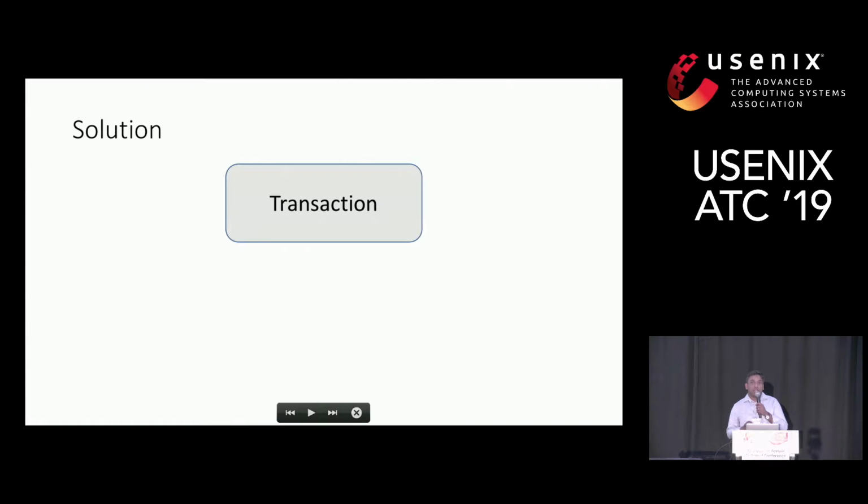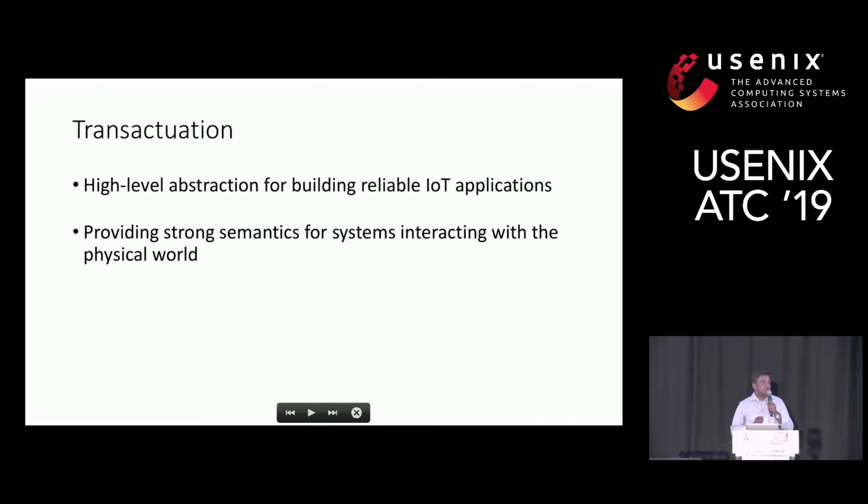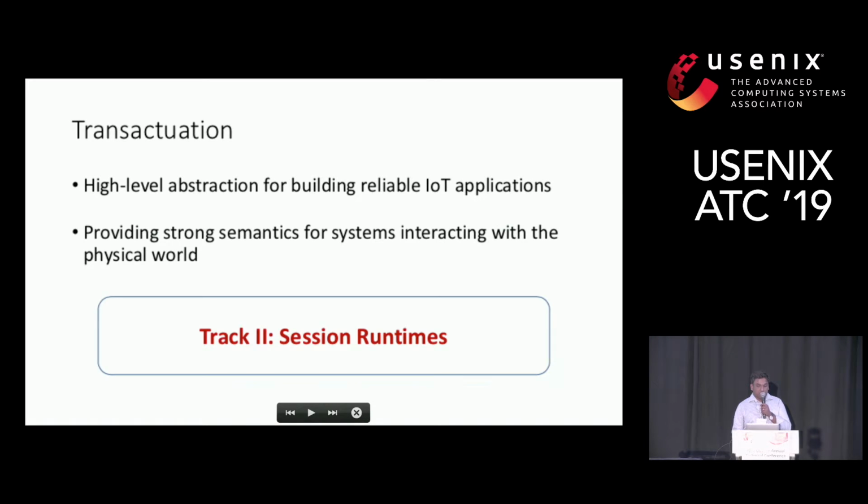However, we found that it is impossible to adopt transactions as is because of the nature of the IoT environment. So we introduce our new abstraction called Transactuation, which allows the developer to program in a failure-aware way. It provides strong semantics for systems that interact with the physical world. If you are interested, please attend the talk in the next session on track 2, session called Runtimes. Thanks.